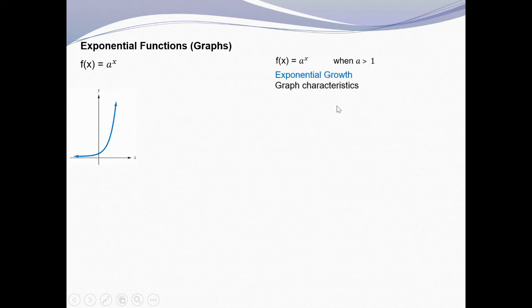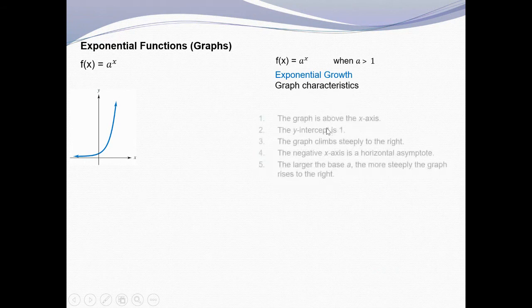Now let's do exponential functions. This is the rule for exponential functions, in general. The graph will be something like this. It starts low and begins to increase, that's why it's increasing exponentially. This happens only when a is more than 1. It's called exponential growth.